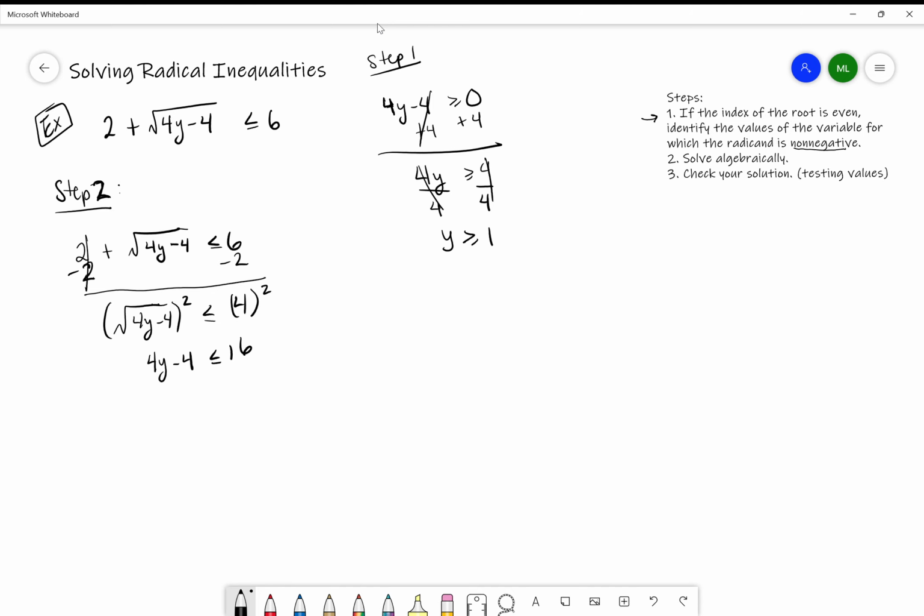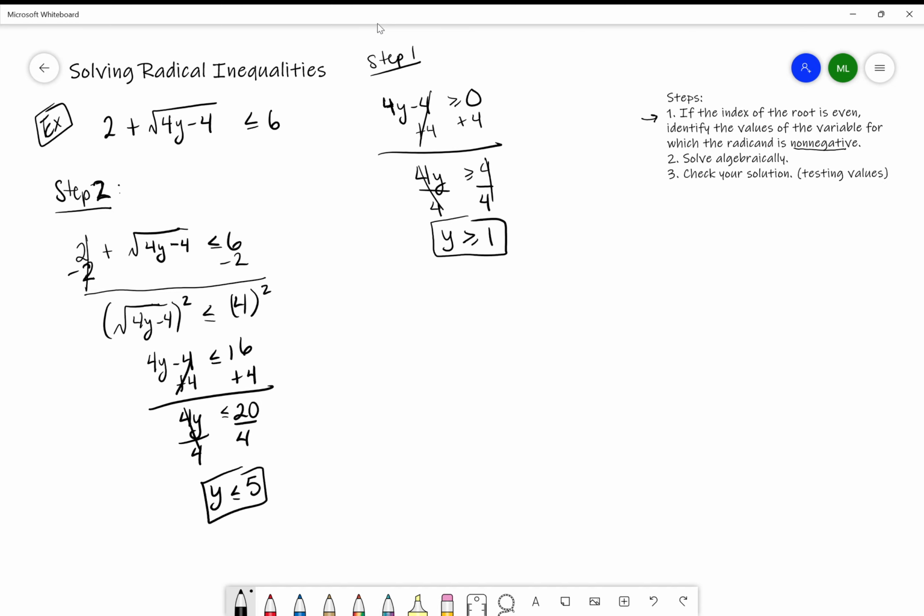Now let's get y by itself. Add 4 to both sides. This goes away, 16 plus 4, we get 20 is less than or equal to 4y. Divide by 4. Then I have y is less than or equal to 20 divided by 4, which is 5. I'm really sorry, guys, that this is messy. Step 1 and step 2 are all over the place. So y is greater than or equal to 1, and y is less than or equal to 5.